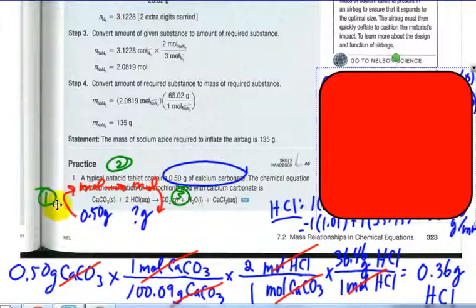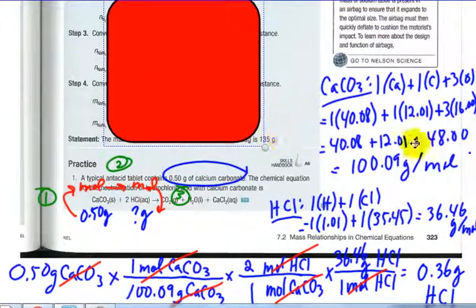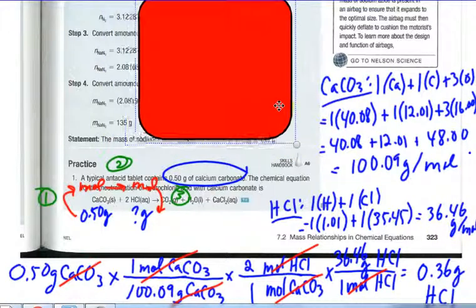Okay, so you can see I'm going to have to know the molar mass of calcium carbonate and the molar mass of hydrochloric acid. So I worked that out over here. 1 calcium, 1 carbon, 3 oxygens. That works out to be 100.09 grams per mole. And the molar mass of hydrochloric acid, 1 hydrogen plus 1 chlorine, is 36.46 grams per mole.